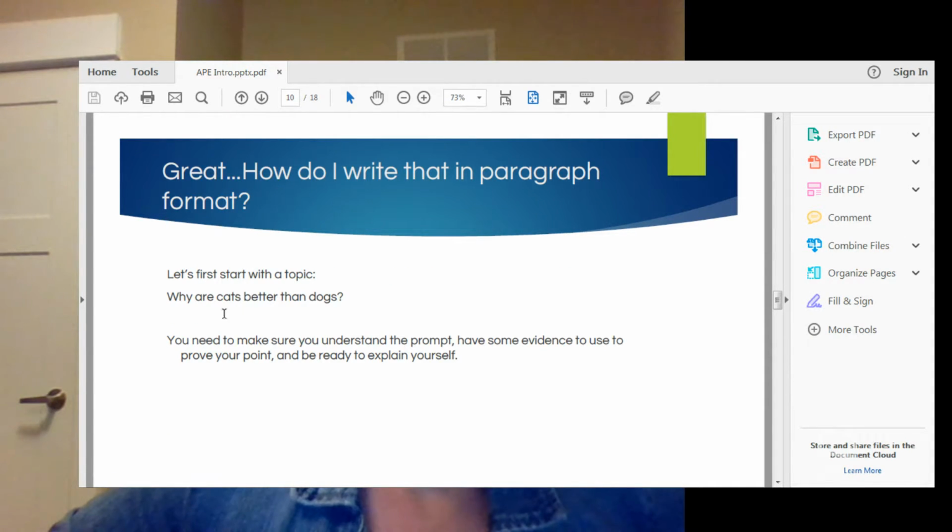Okay, first we're going to start off with the topic. Why are cats better than dogs? Or you could even put, which is better, dogs or cats? You need to make sure that you understand the prompt. You have some evidence to use to prove your point and be ready to explain yourself. So you need to make sure you understand the prompt, or the question something is asking you, perfectly clear before you even begin. If you don't understand something, you need to ask.